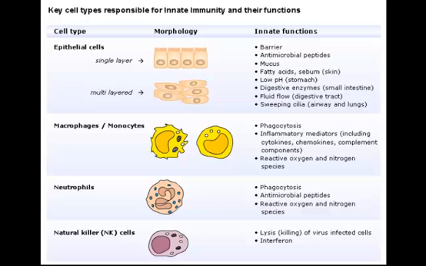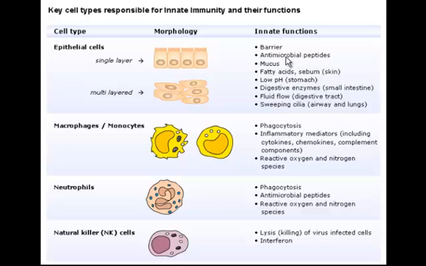So here are the key cell types that are responsible for innate immunity and their functions. So we've talked about epithelial layers. These are our primary barriers within the body. So they're going to form the major linings of all the body cavities. So you can have multi-layered epithelium like we see with the skin, and you can have single-layer epithelium like we see with the intestinal lining. So basically our epithelial cells are providing a barrier.